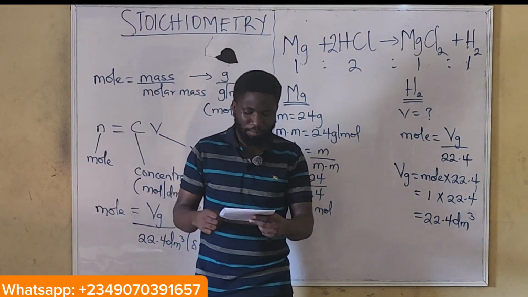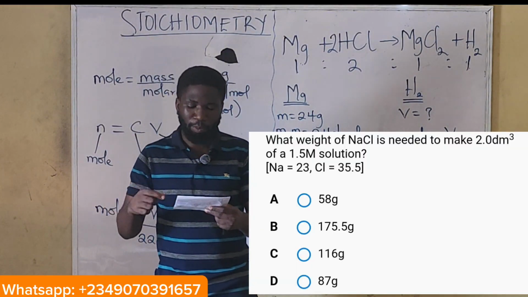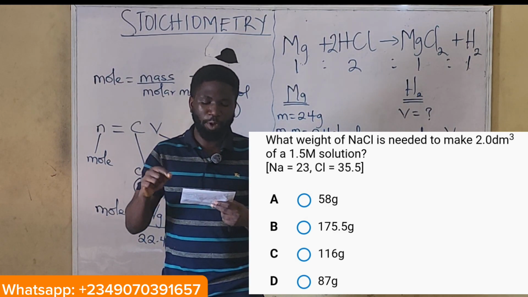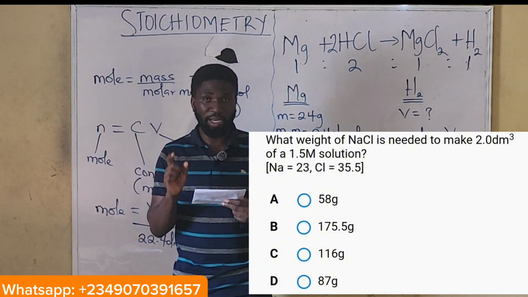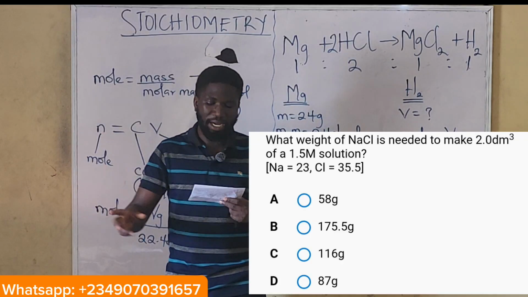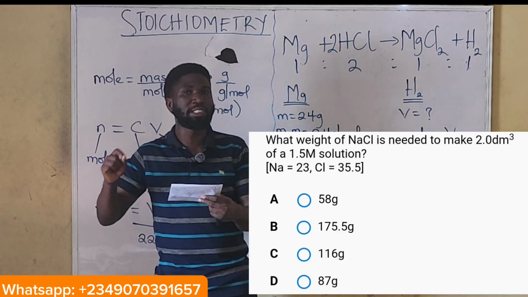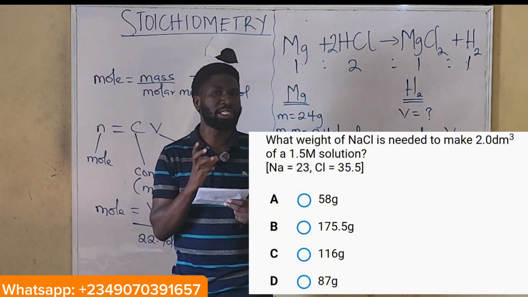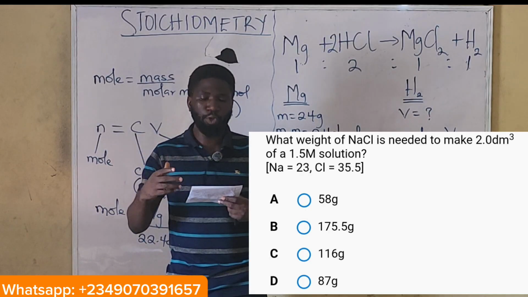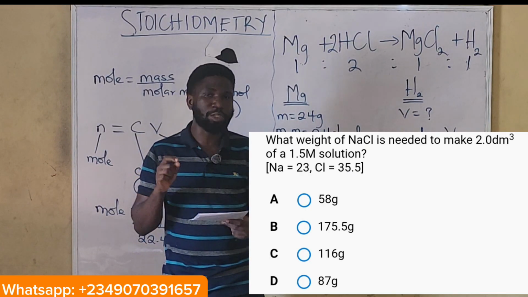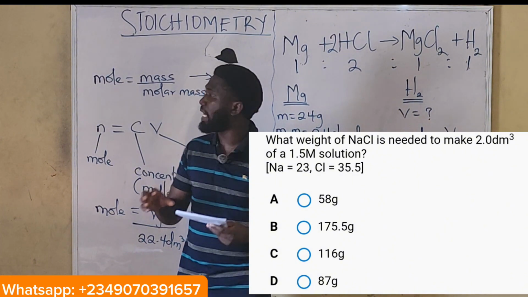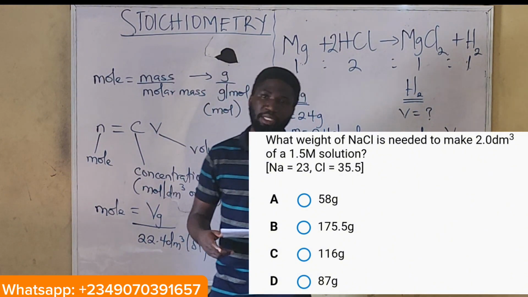The question says: what weight of sodium chloride is needed to make 2.0 dm³ of a 1.5 molar solution? Let me help you understand the question. You are told to find the weight, so in this case that is the mass. We are given the volume to be 2.0 dm³, and the concentration to be 1.5 molar, that is 1.5 mole per dm³. We also have the atomic mass of sodium as well as that of chlorine. If you look into this question well and consider all of these formulas, you will surely get the answer.